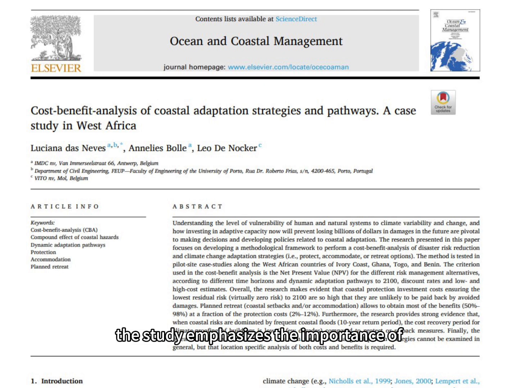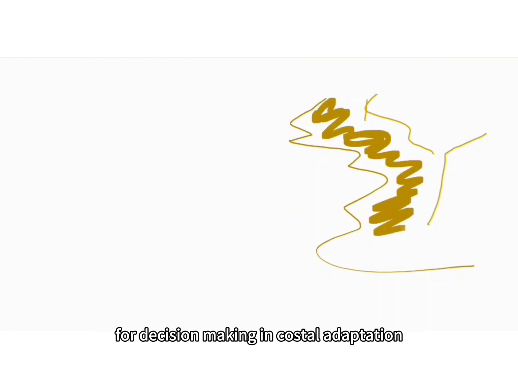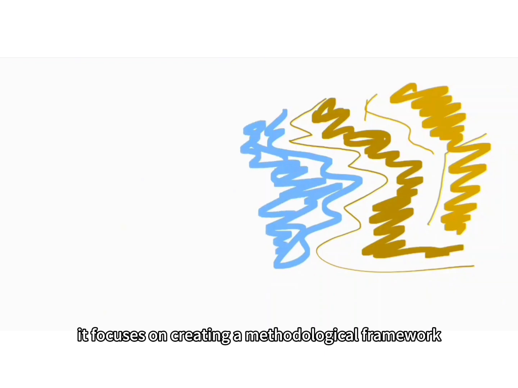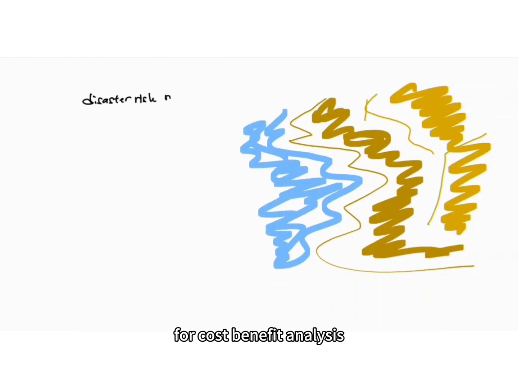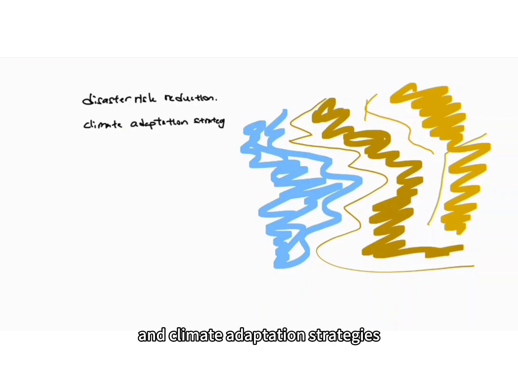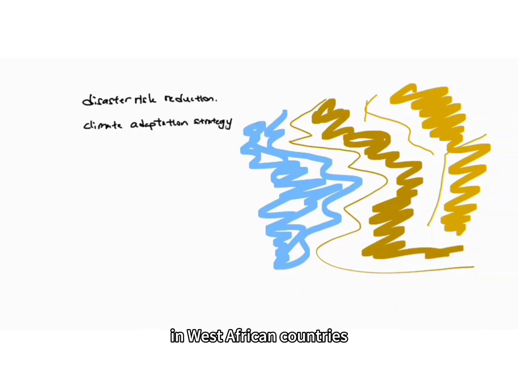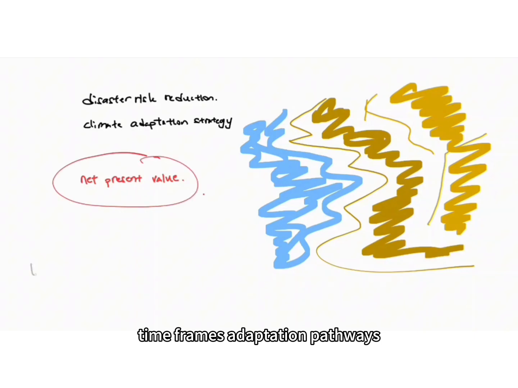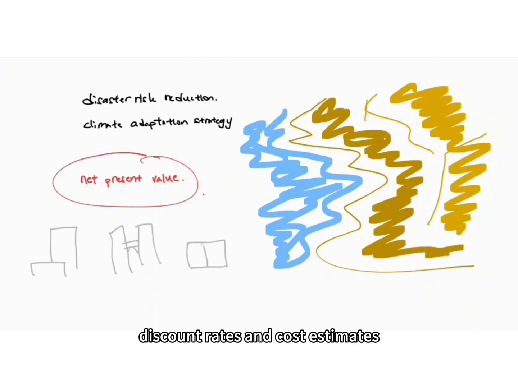The study emphasizes the importance of understanding vulnerability to climate change for decision-making in coastal adaptation. It focuses on creating a methodological framework for cost-benefit analysis of disaster risk reduction and climate adaptation strategies in West African countries. CBA considers net present value for different time frames, adaptation pathways, discount rates, and cost estimates.